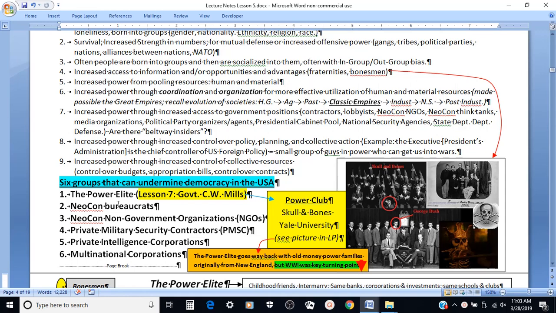The power elite, which we covered in the last lecture. Neocon bureaucrats, which we'll begin covering today, neocon non-government organizations, private military security contractors, private intelligence corporations, and then multinational corporations.